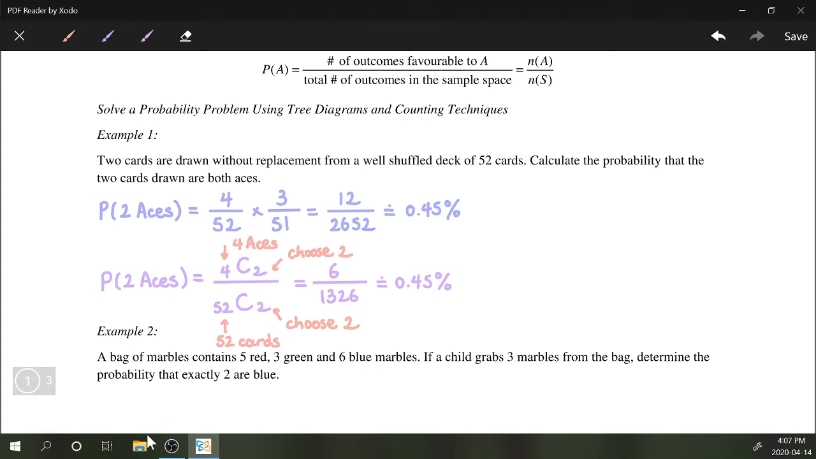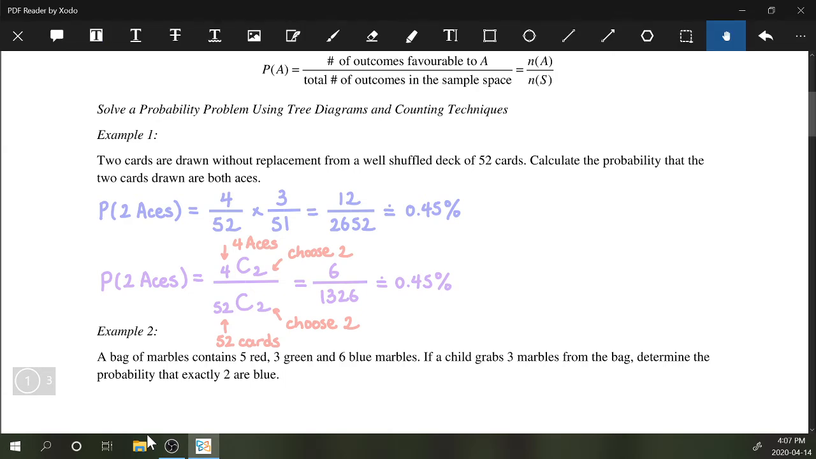So really, you can do this question in either way. Whichever one way you think is more intuitive, that's the one you should go with.